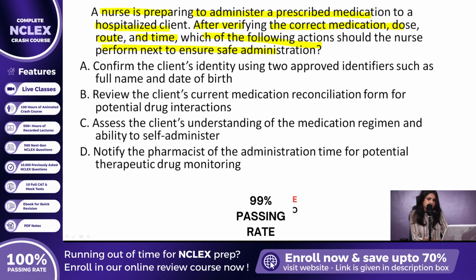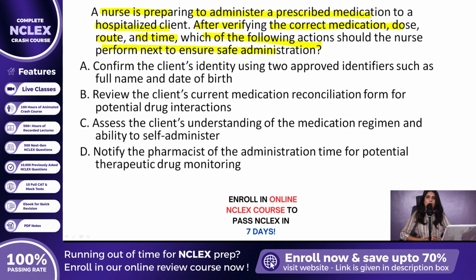Here are your choices. Option A, confirm the client's identity using 2 approved identifiers such as full name and date of birth. Option B, review the client's current medication reconciliation form for potential drug interactions. Option C, assess the client's understanding of the medication regimen and ability to self-administer. Option D, notify the pharmacist of the administration time for potential therapeutic drug monitoring. Think about the 5 rights of medication administration and the exact point at which you are preparing to give the drug. Now, here is the correct answer.